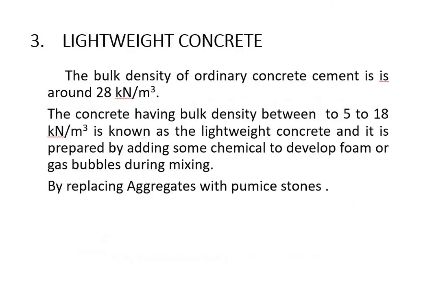Again, you have lightweight concrete. The normal bulk density of ordinary cement concrete is 28 kilonewton per meter cube. In order to decrease the density of the concrete, you add some foaming agents. You add some chemicals to develop foam. Another method is you can replace the aggregate with the help of pumice stones.